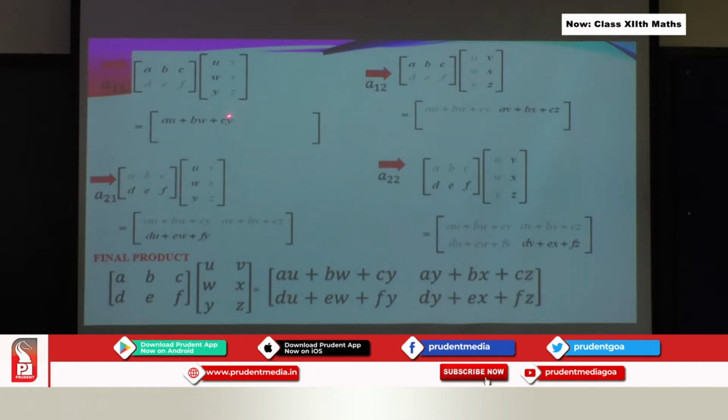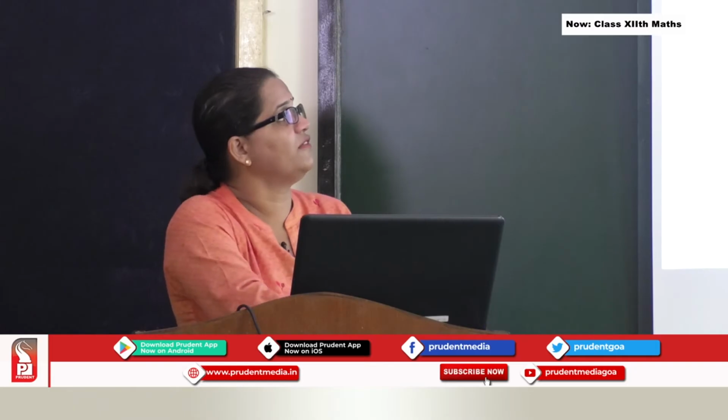So what final output am I getting? What are the leftover entries? Here 2 cross 2. So I am getting 2 rows and 2 columns. Okay. So you can see the final product I am getting is, here, these are the 2 rows, these are the 2 columns. So over here I am getting 2 rows, 2 columns. So the order of the matrix is 2 by 2, or you can say the matrix is a square matrix of order 2.